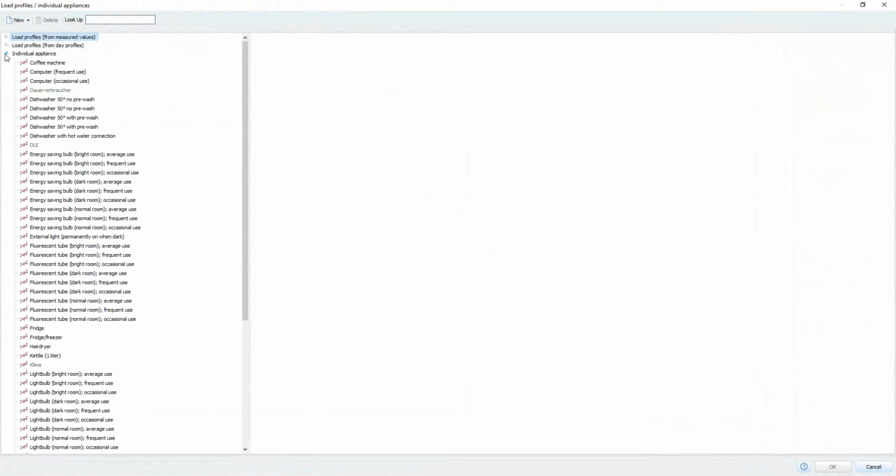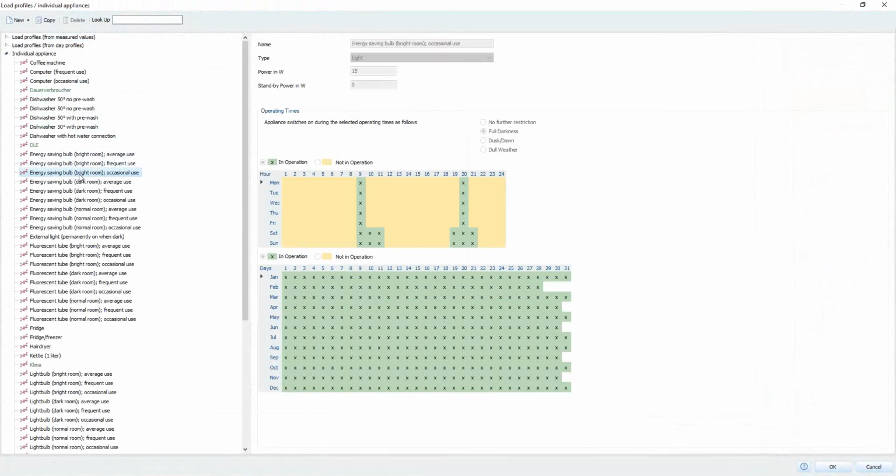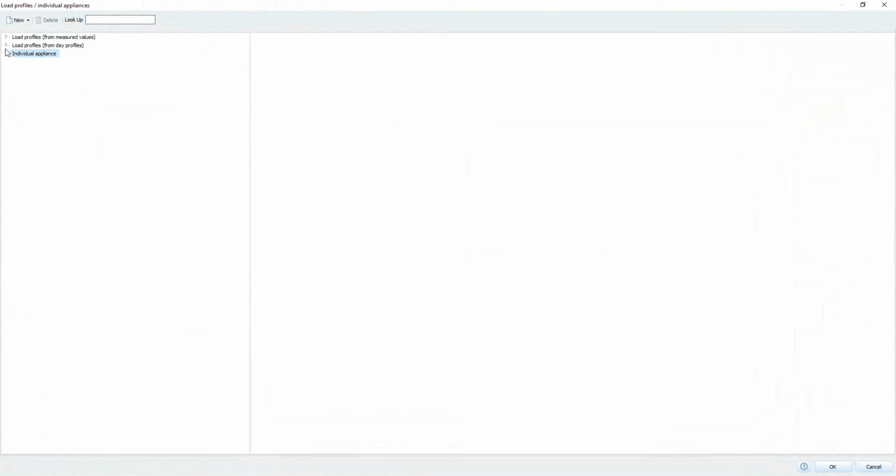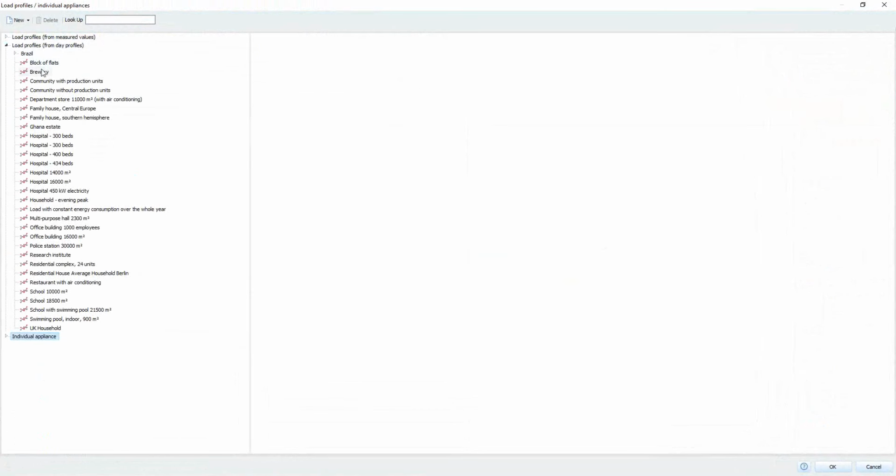And again, different options. You can define individual appliances, which means you would have to create every single consumer in your home, like bulbs or fridge, etc. I think it's more or less for small scale systems, for example, if you have a hut in the woods or some small home at the sea or whatever. Then we have two different load profile options.